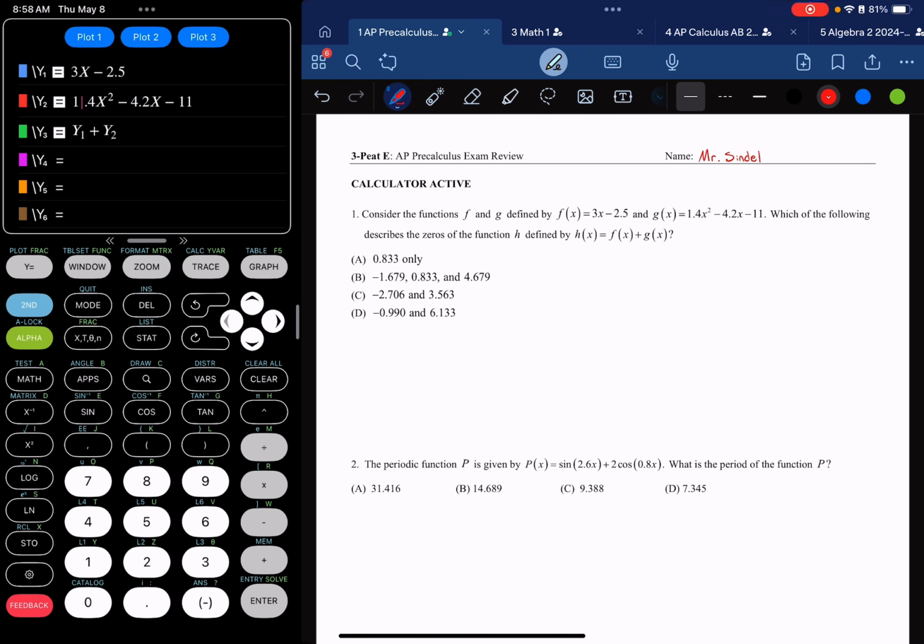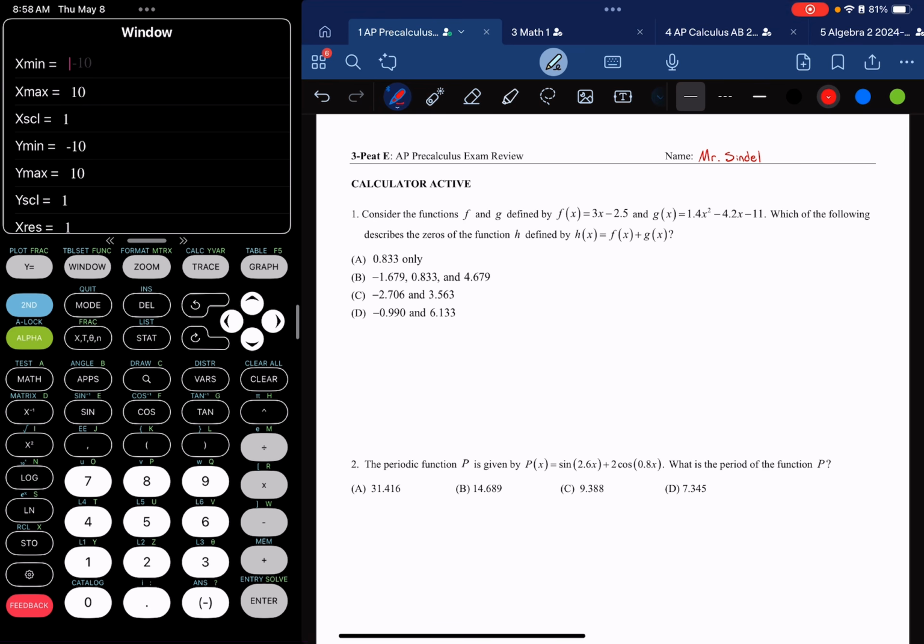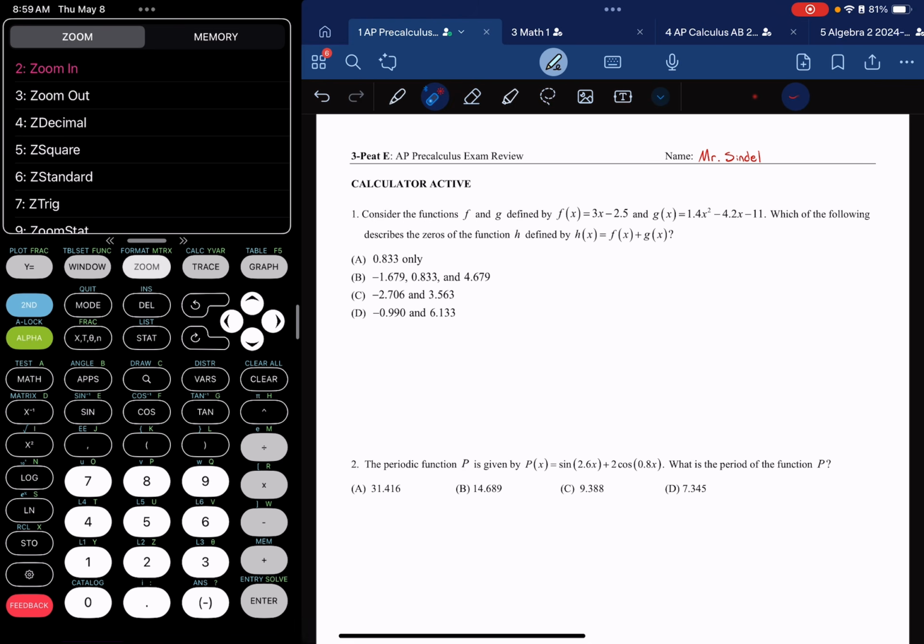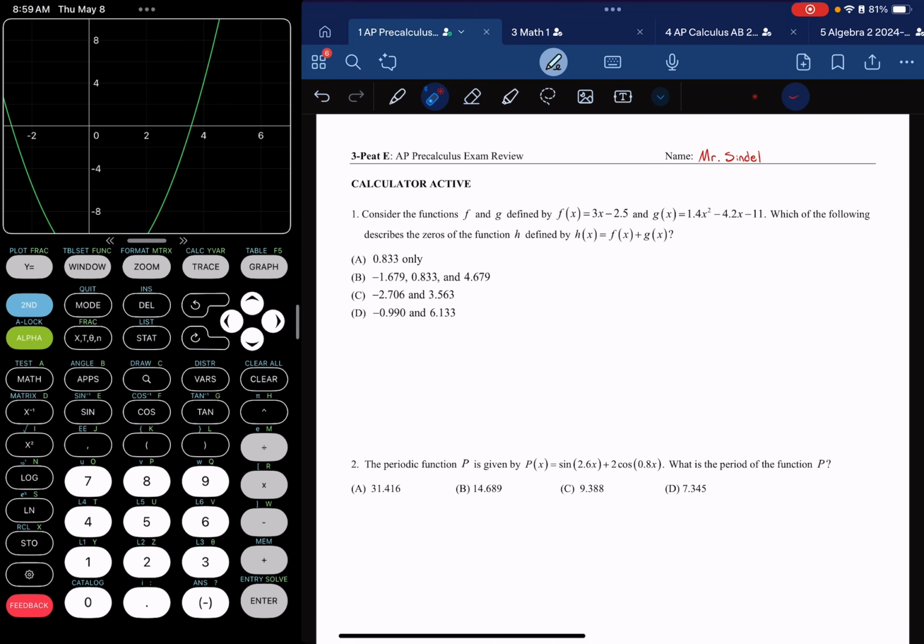And then I'm going to turn off these functions up here by hovering over the equal to sign and hitting enter. And I need to figure out what my window should be. So if I go to my window and I'm looking at my multiple choice options, the farthest left I go is this negative 2.7. So I'm going to say my x-min is about negative 3. And for my x-max, the farthest right that I can go is about 6. So I'm just going to make this 7. And then I'm going to hit zoom 0 and see what happens.